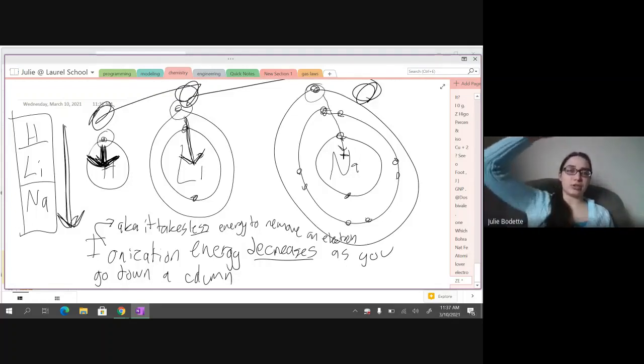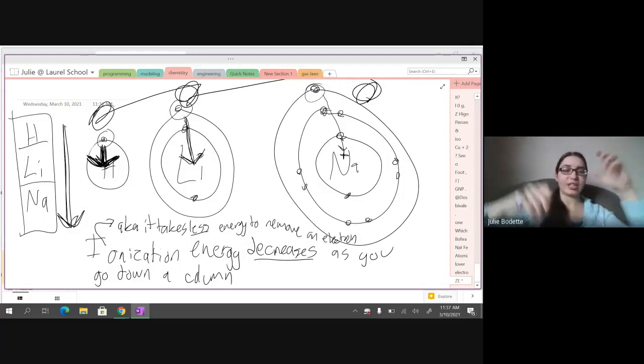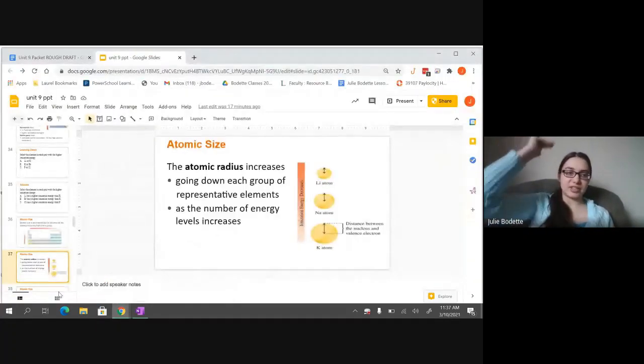So that's why we increase in size as we go down, because we're just adding more and more shells of electrons, and we're just building and building out. Okay, so that's why atomic size increases as you go down.